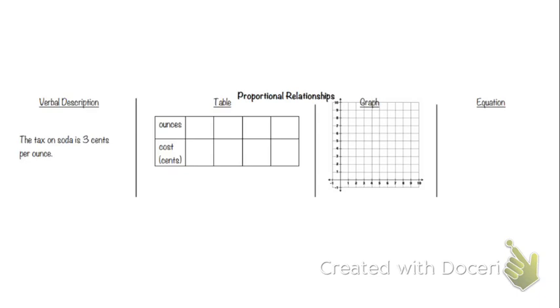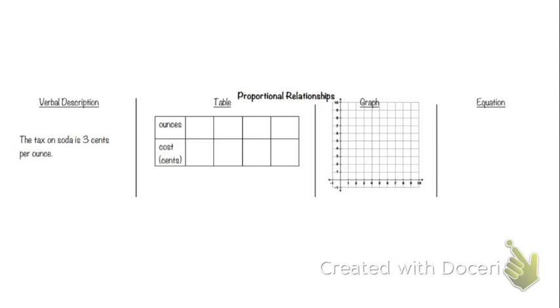Now, we're going to go ahead and go into our foldable. So you should have your foldable at this point, and please pause if you do not have your foldable. In this example, we are going to take a verbal description just like we did earlier with the songs and the hours, and we're going to create a table, a graph, and an equation because we are identifying these proportional relationships. So in this verbal description, the tax on soda is 3 cents per ounce.